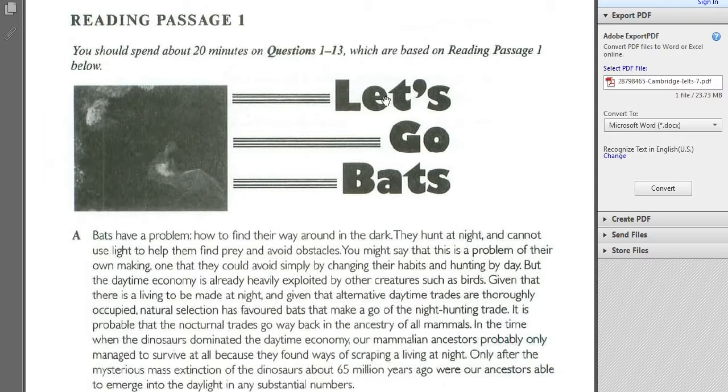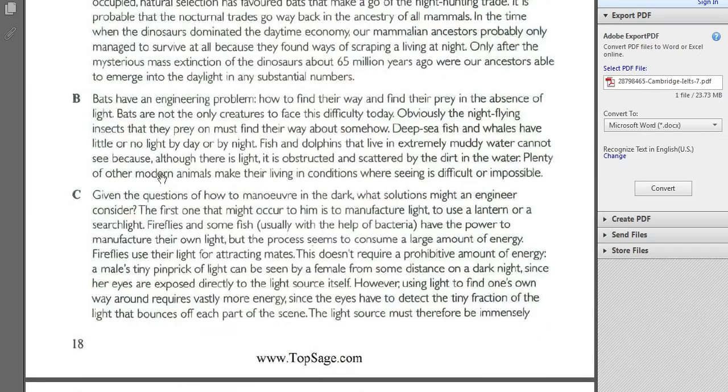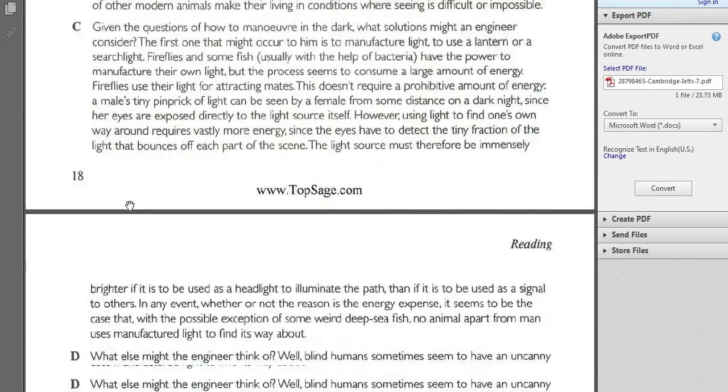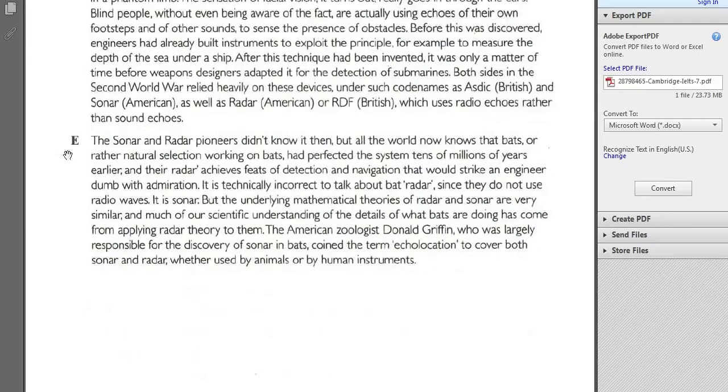You need to read the title, you need to look at the pictures, you need to recall background information really quickly. For example, what do you know about bats? Then you need to read the introduction, and then you need to read the topic sentences of each paragraph. Paragraph B, C, D, and E, the whole text.